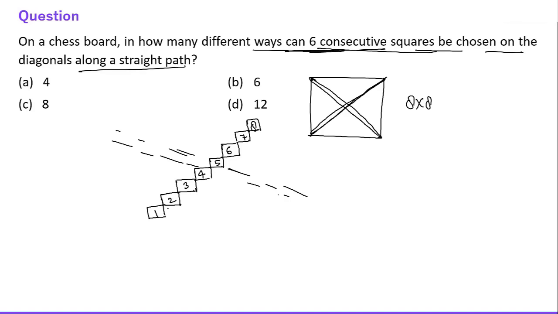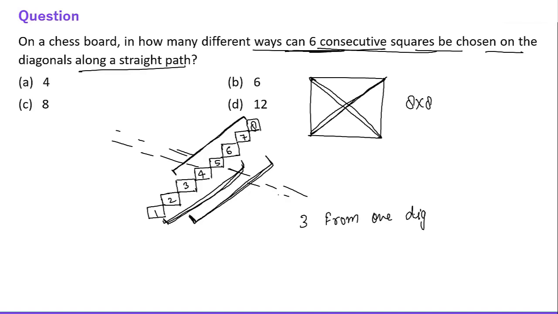6 consecutive squares, right? So if we start from 1, then from 1 to 6, we can choose 6 consecutive like this, right? Now if we start from 2, then 6 consecutive till 7, right? Now if we start from 3, then we can choose till here, right? So 3 from one side, I mean 3 along one diagonal, and 3 along another diagonal.